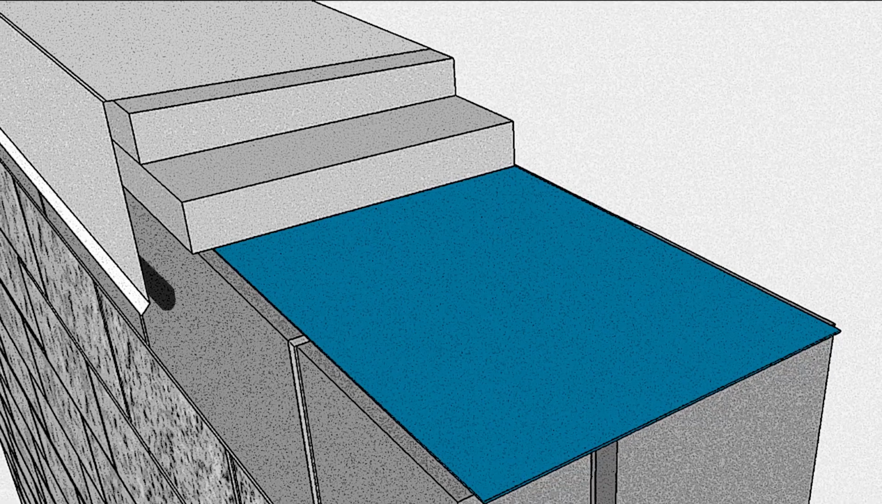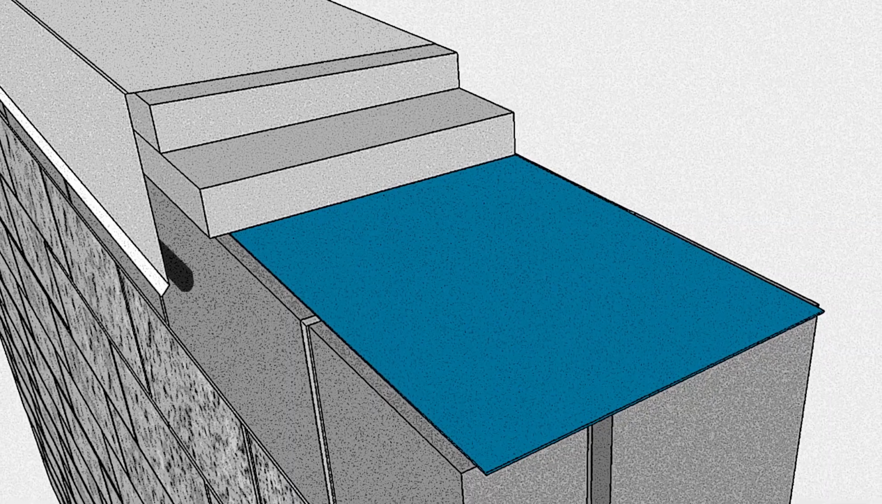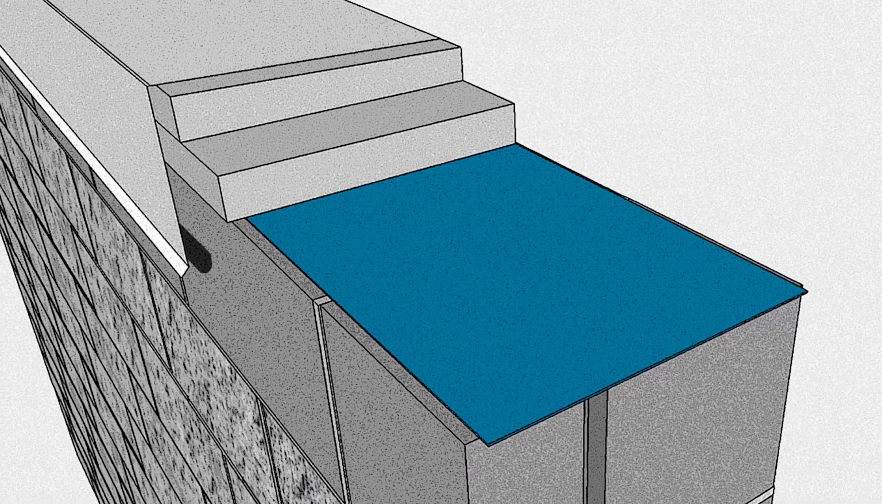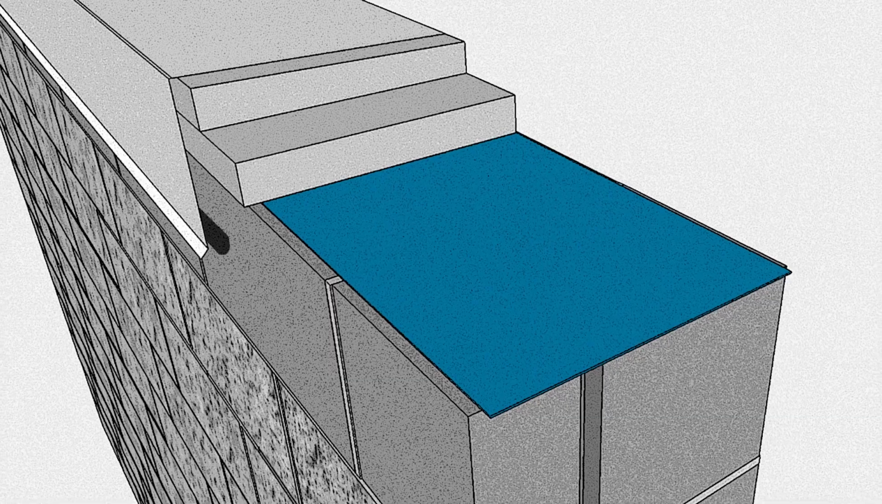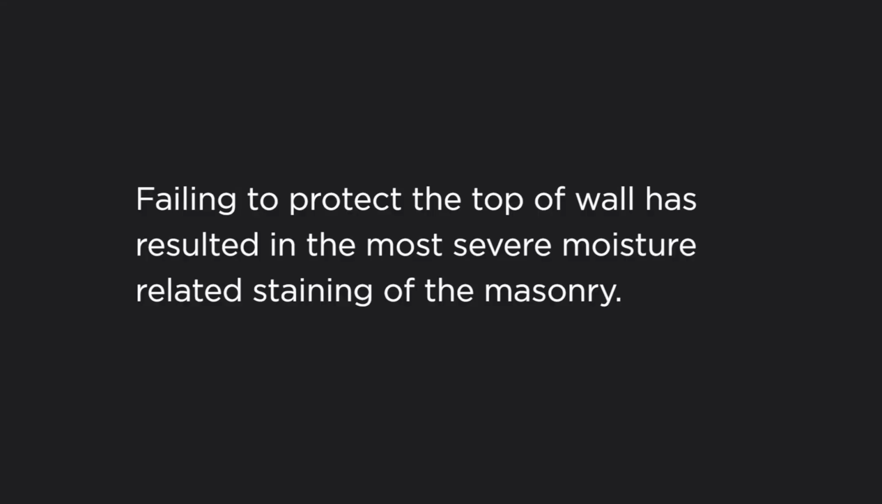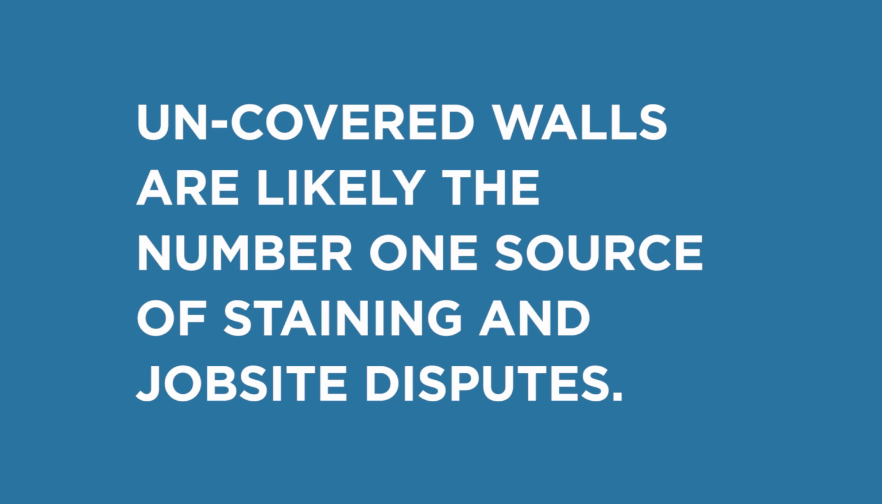As an item to note, it is required by code that the top of walls be protected from moisture entering until the permanent coping is in place. Failing to protect the top of the wall has resulted in the most severe moisture-related staining of masonry. Uncovered walls are likely the number one source of staining in job site disputes.